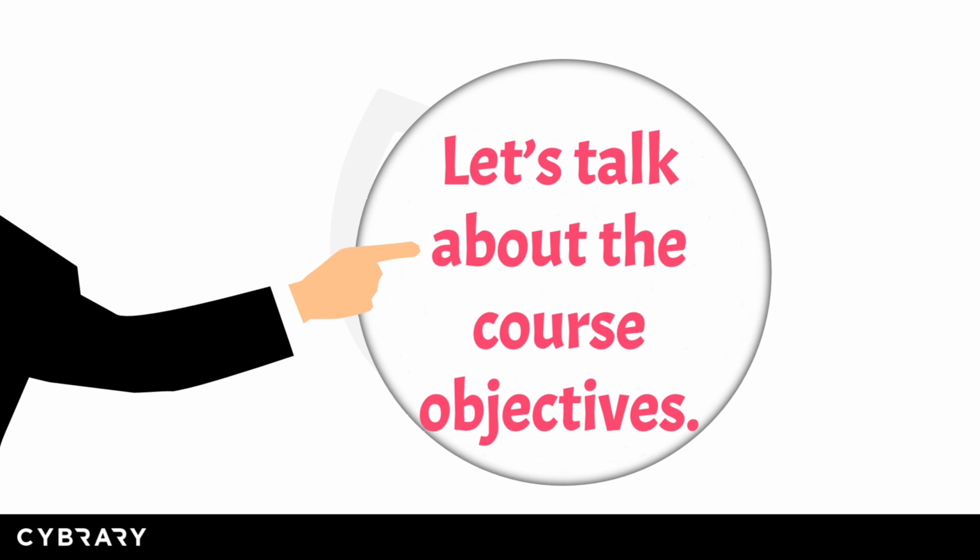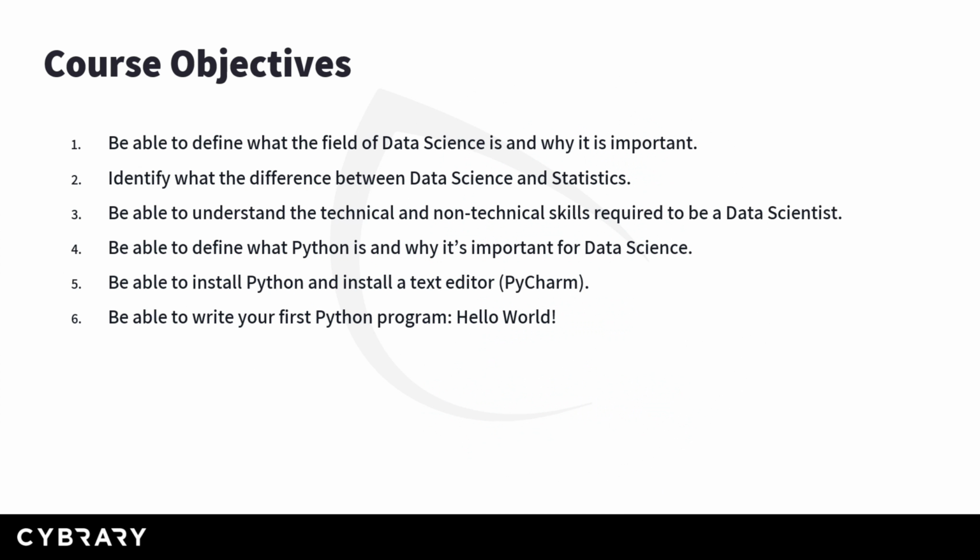So let's talk about the course objectives. In this course, you should be able to define what the field of data science is and why it is important, to identify the difference between data science and statistics, be able to understand the technical and non-technical skills required to be a data scientist, be able to define what Python is and why it is important for data science, be able to install Python and install a text editor, we'll be using PyCharm, and be able to write your first Python program called Hello World.